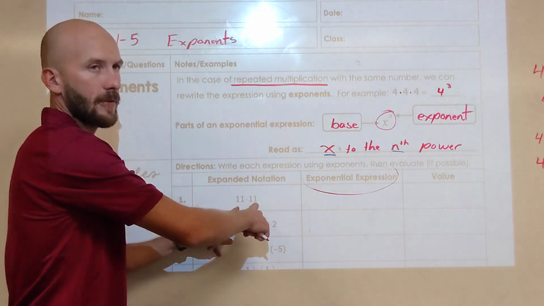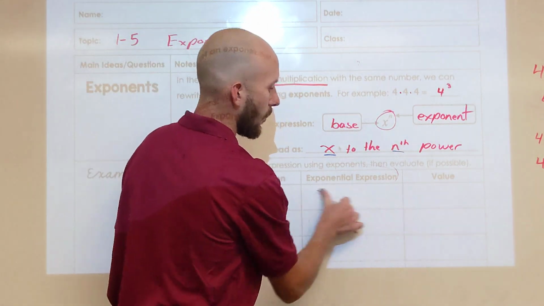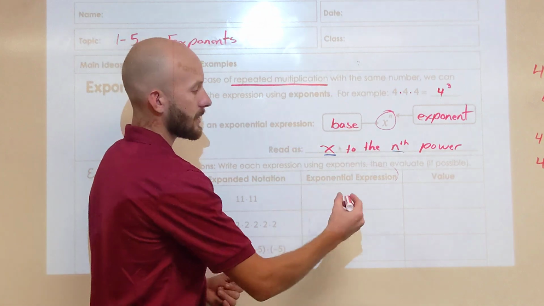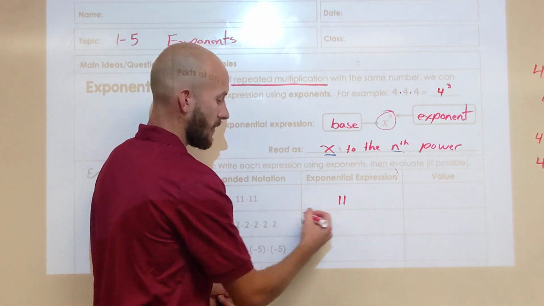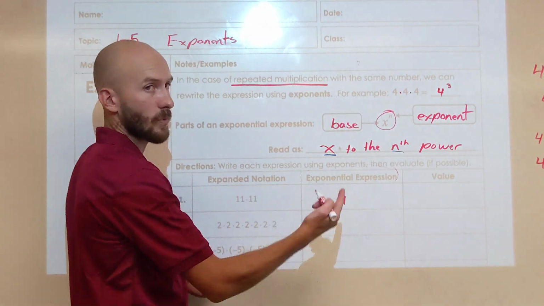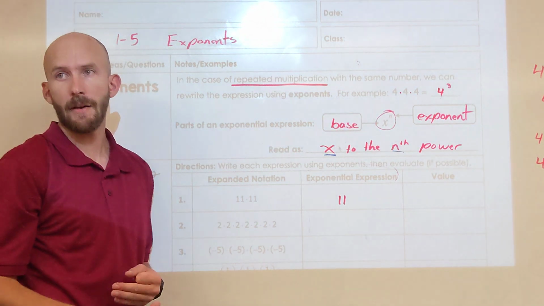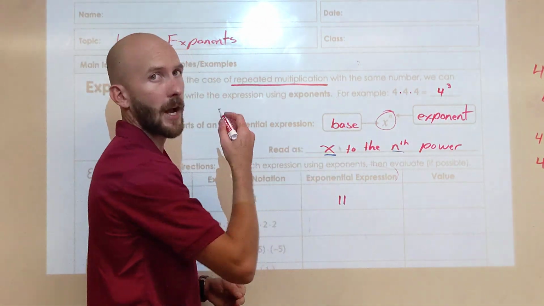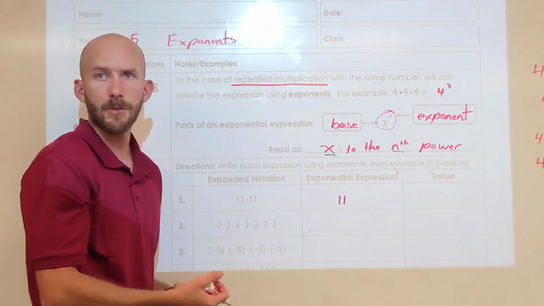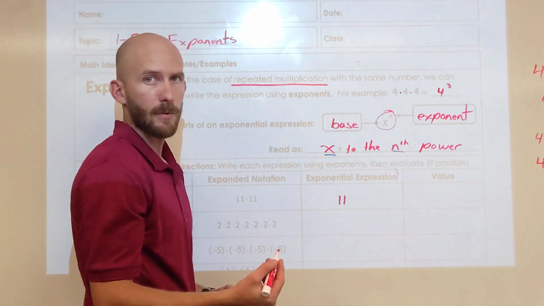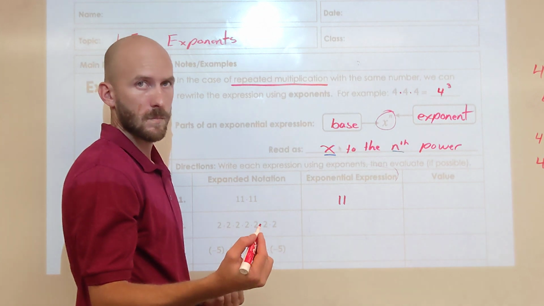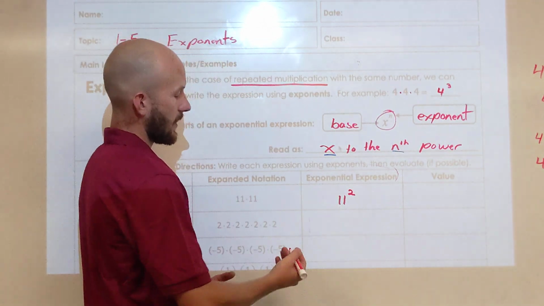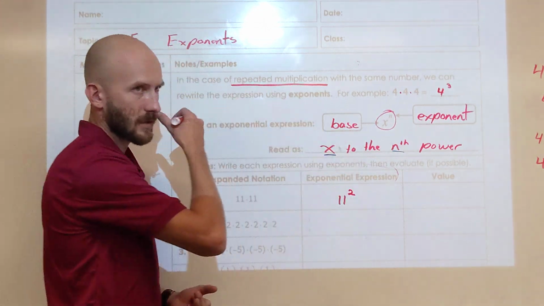So instead of 11 times 11, we can write that as the thing that's being multiplied, so that's going to be the thing that's multiplied is what's going to be your base. So 11. And then my exponent is how many times it gets multiplied. So what would my exponent be? 2 times. Just 2. Yep. Okay, so we would read that 11 to the second power.